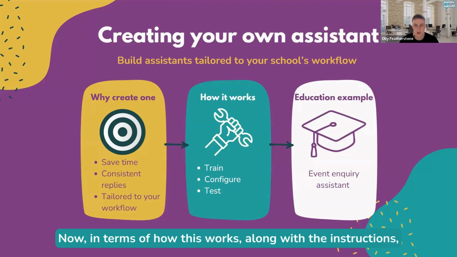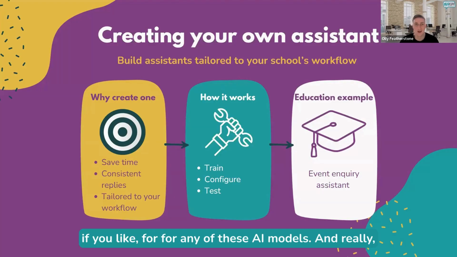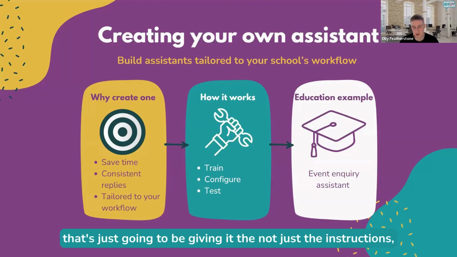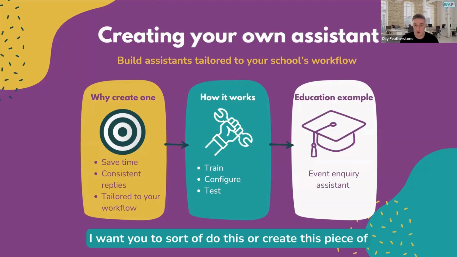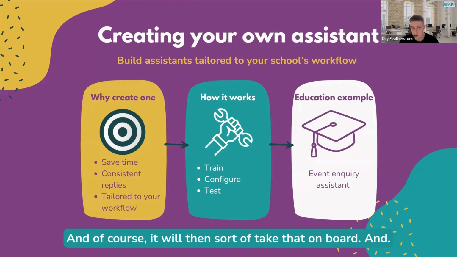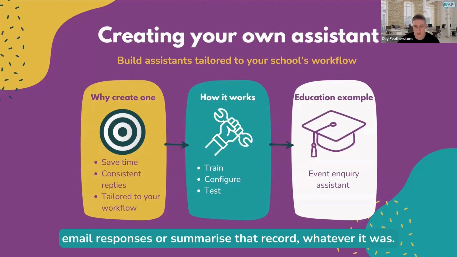Now, in terms of how this works, along with the instructions that we set out, there is a training, if you like, for any of these AI models. And really that's just going to be giving it not just the instructions, but maybe some of the documentation, some of the past examples. So you can say, look, I want you to create this piece of content in this way, and feed it and upload some examples. And of course, it will then take that on board, and ultimately that's the style. Therefore, it will then produce the content, or create those email responses, or summarize that record, whatever it was.